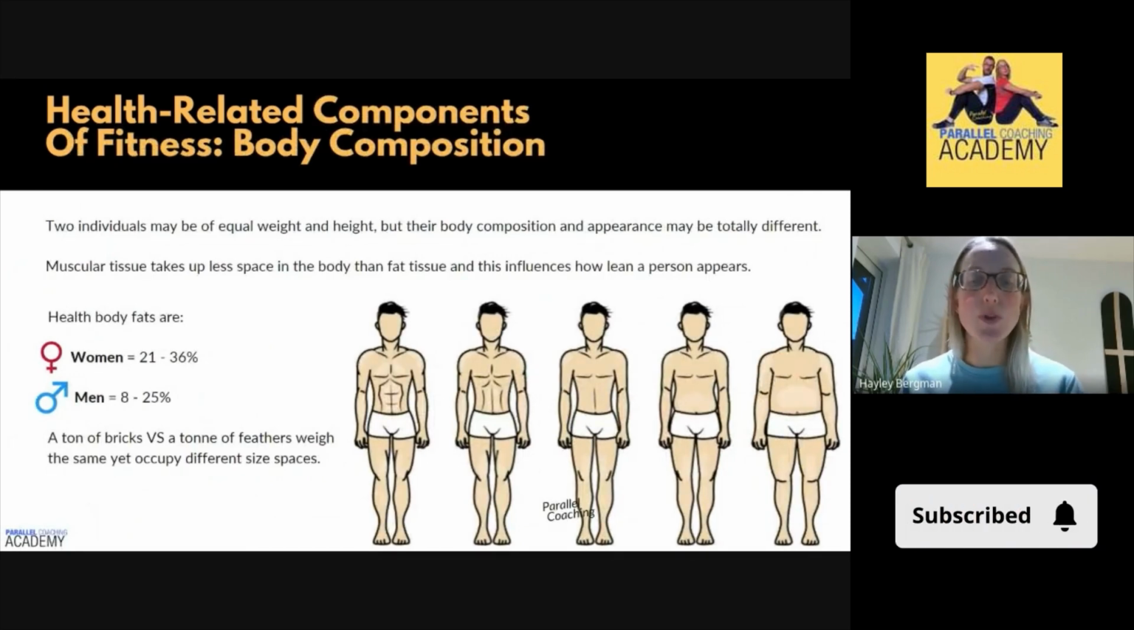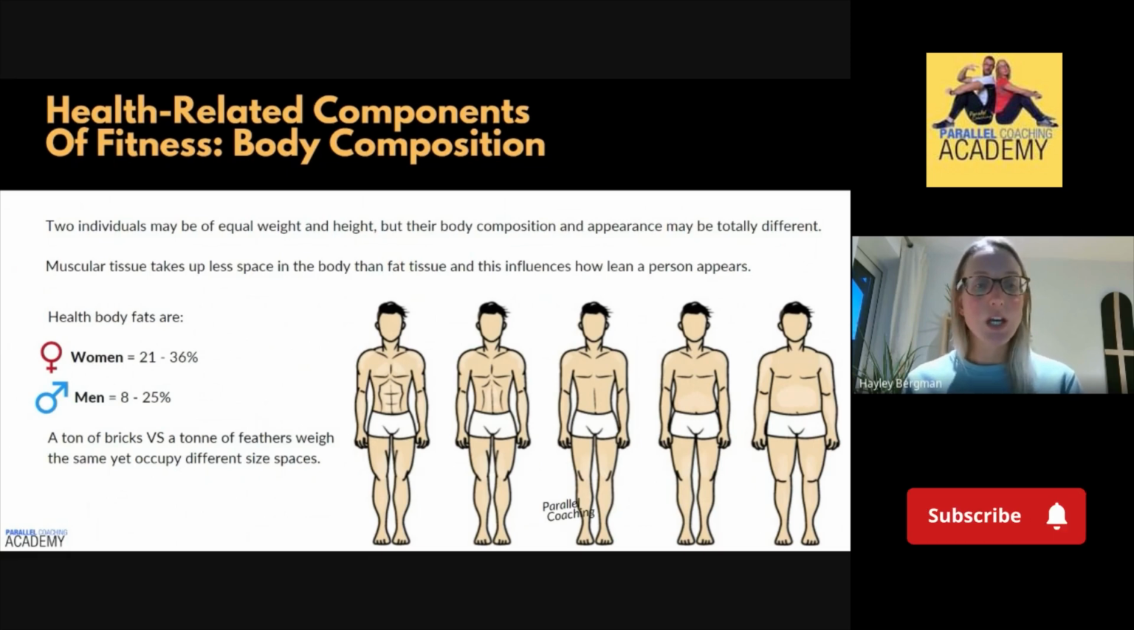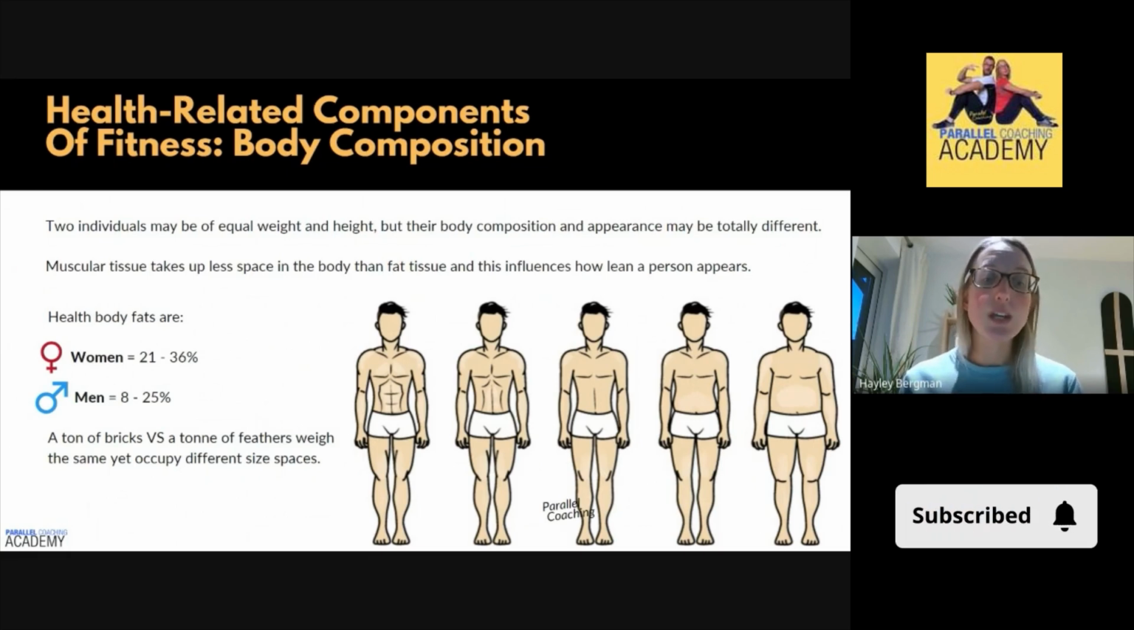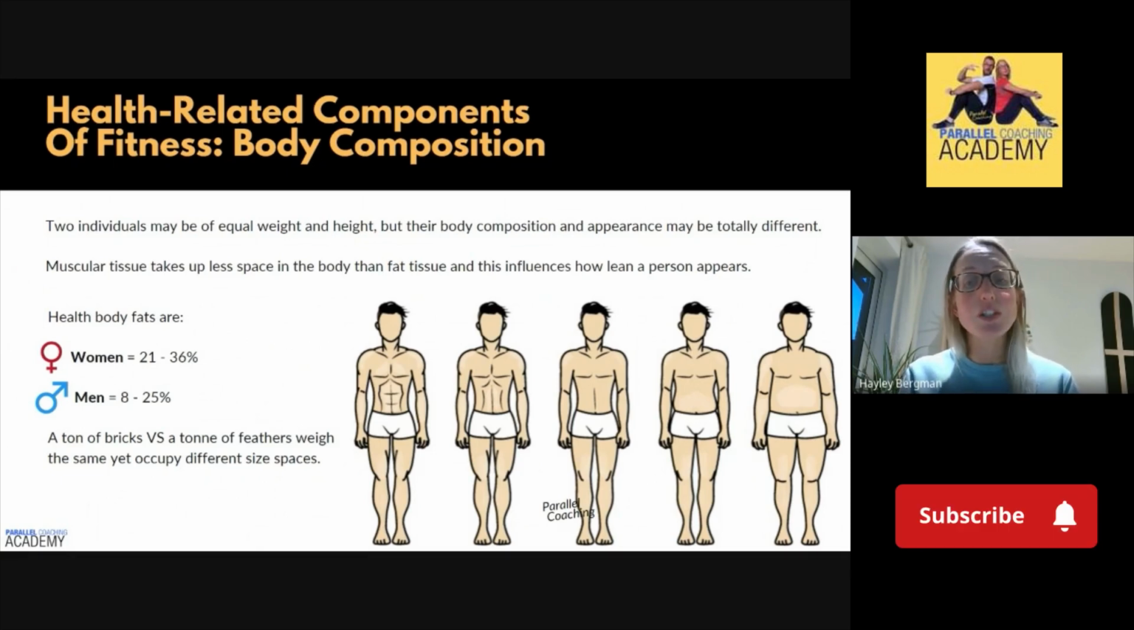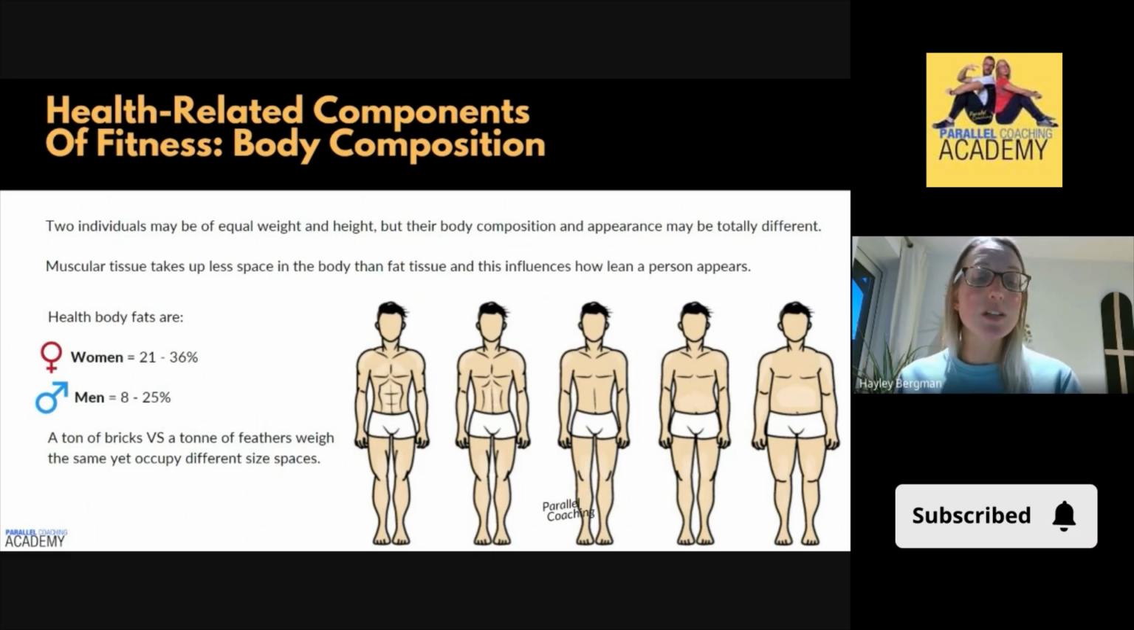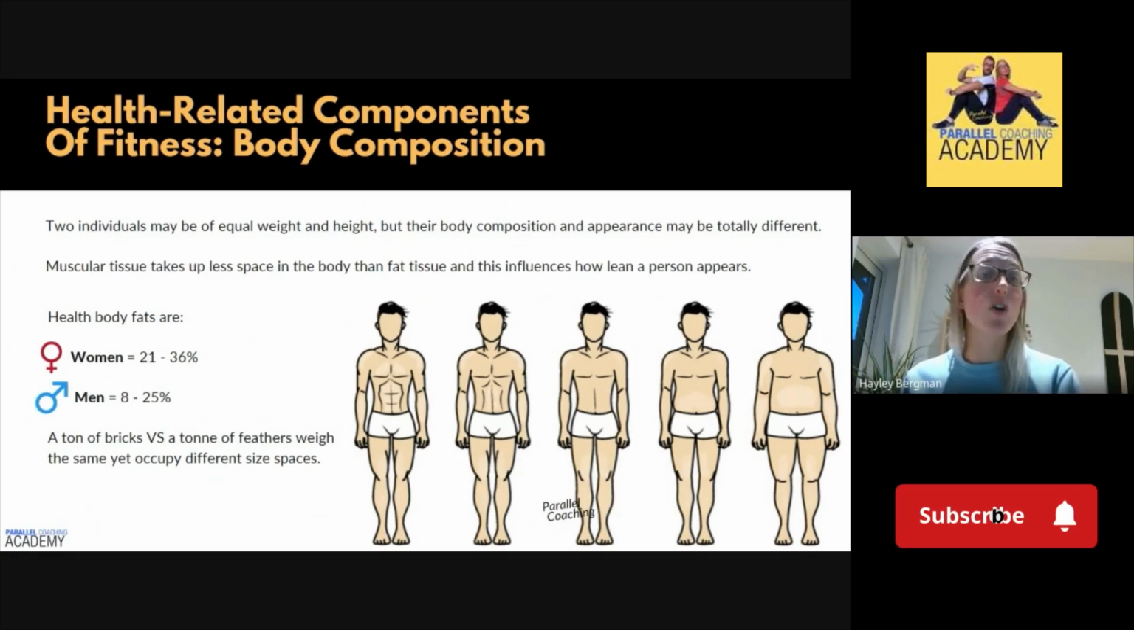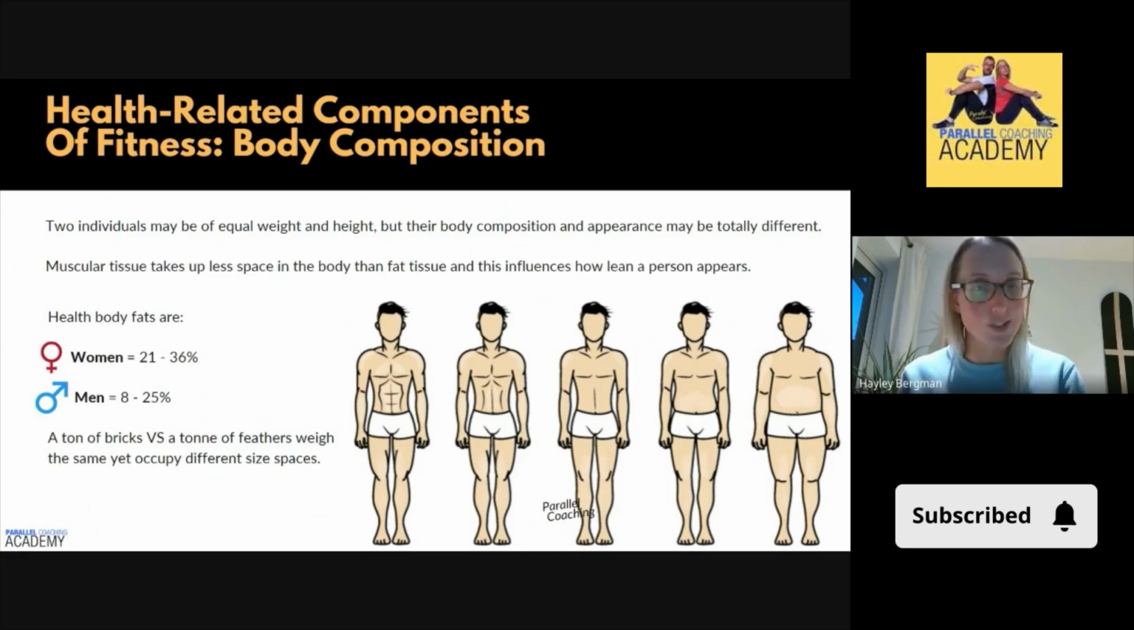Let's just explore the body composition, one of those, in a little bit more detail, because it's often misunderstood. Now, 2 individuals may be of equal weight and height, but their body composition and appearance might be totally different. Muscular tissue takes up less space in the body than fat tissue, and this influences how lean a person might appear, regardless of their weight on the scales.